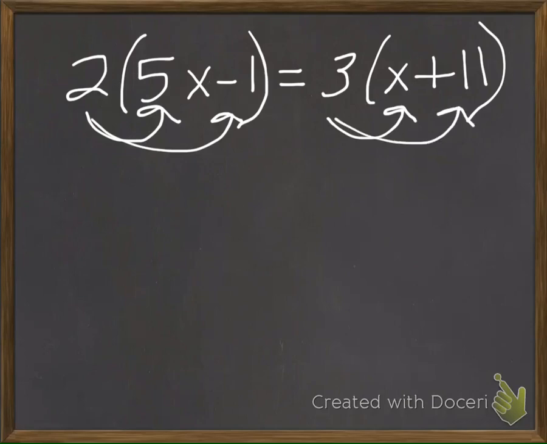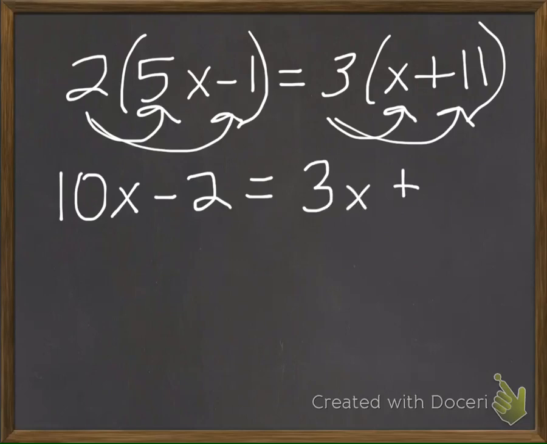All right, so 2 times 5x is what? 10x. And 2 times negative 1 is what? Very good. Moving to the other side, 3 times x is what? And 3 times 11 is what? Very good. All right, so which variable are we going to move? We have to get all of our variables on one side and then everything else on the other side. So what's the first term we would move to make sure it stays positive? You would subtract 3x. Very good.